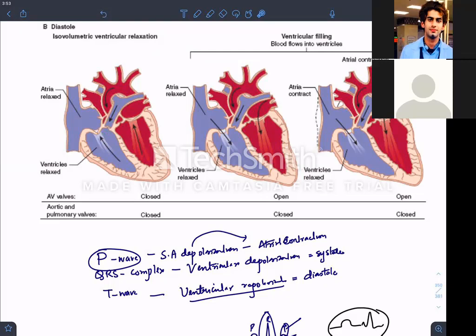That's why we said the protodiastole phase lasts just 0.04 seconds, just before the closure of the semilunar valves, when the blood is moving out through the ventricle. Why does this happen? The blood is moving due to momentum. The blood momentum is doing it.